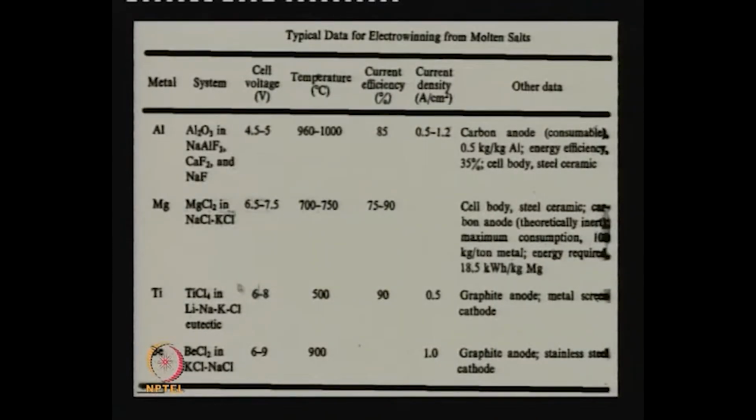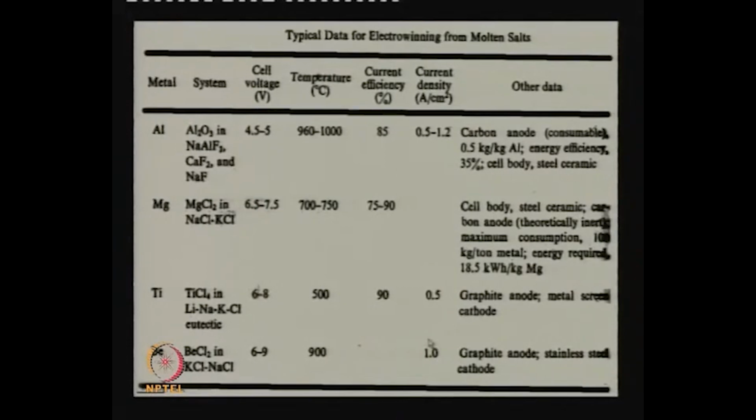I have given some data for electrowinning from molten salts. The cell voltages in this case would be slightly higher, because you are dealing with more stable salts. At higher temperatures, your current efficiencies suffer, because other kinds of reaction can take place. Your energy efficiency would be lower.